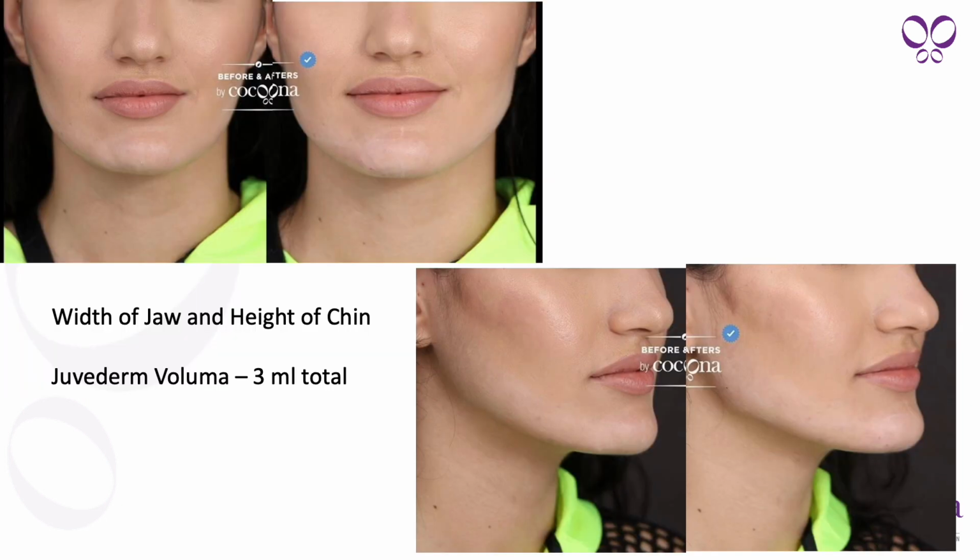This is a patient who already has a good jawline and chin, but she has a projected chin because of absence of the gonial angle. So with the filler I've created a gonial angle to give a more angulated appearance to the lower mandible, and I have injected in the chin to improve the vertical height of the chin. So I've used a total of Juvederm Voluma 3 ml.